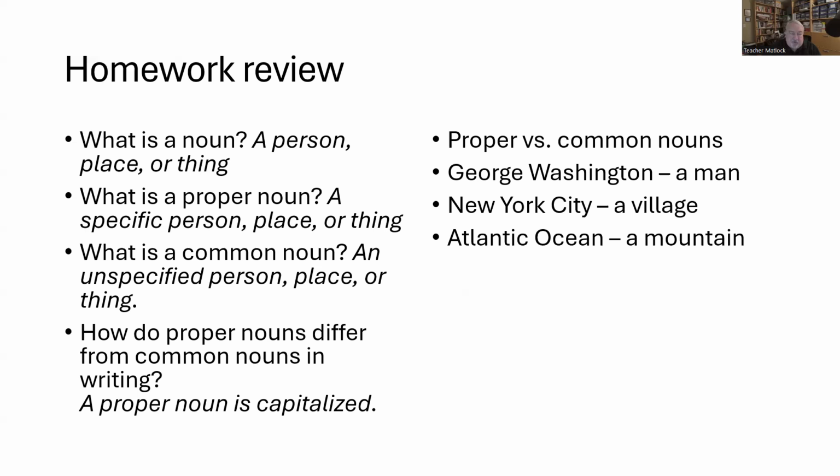So proper versus common nouns. George Washington is a proper noun. A man is a common noun. New York City is a proper noun. A village is a common noun. Atlantic Ocean is a proper noun. A mountain is a common noun.